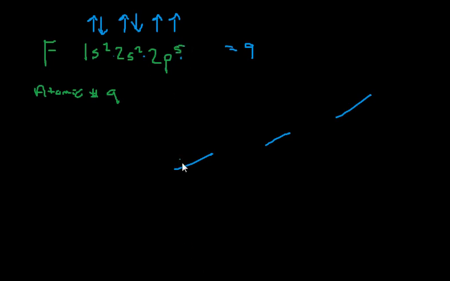So the point is these fill one at a time. And then after they're all filled, then they start pairing like that. So that's how you do pairing with electron configurations.